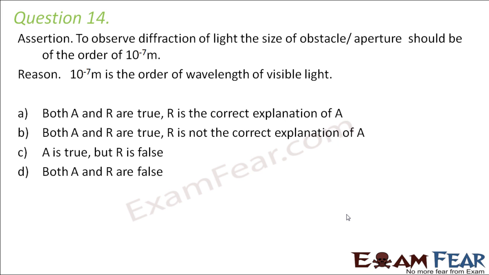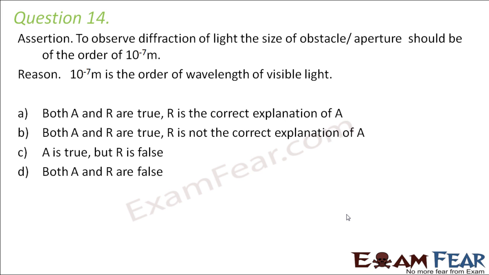So the assertion says that to observe diffraction of light, the size of the obstacle or aperture should be of the order of 10 to the power minus 7 meters. Now, it is very important for diffraction that the size of the obstacle or the aperture is approximately equal to the wavelength of visible light.